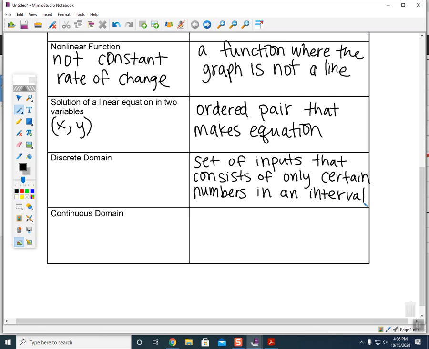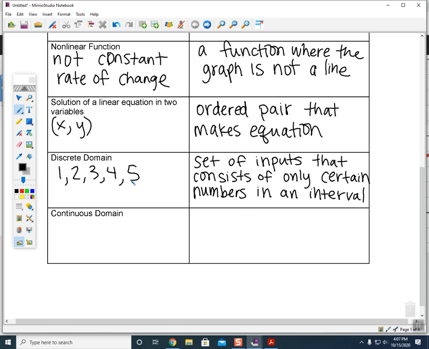So, my domain is all of my x values. This is when I just have a limited amount of x values. So, for example, I could have a discrete domain of 1 through 5. So 1, 2, 3, 4, and 5. This could be the domain of my function. My domain for this function is a discrete domain, and it just consists of 1, 2, 3, 4, and 5. Nothing else. Those are the only numbers that I can plug in for x.